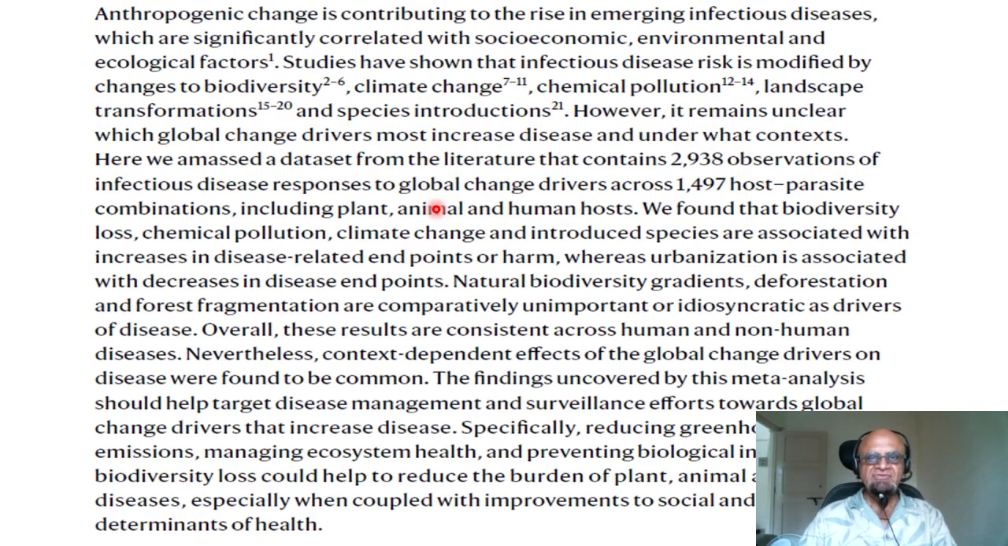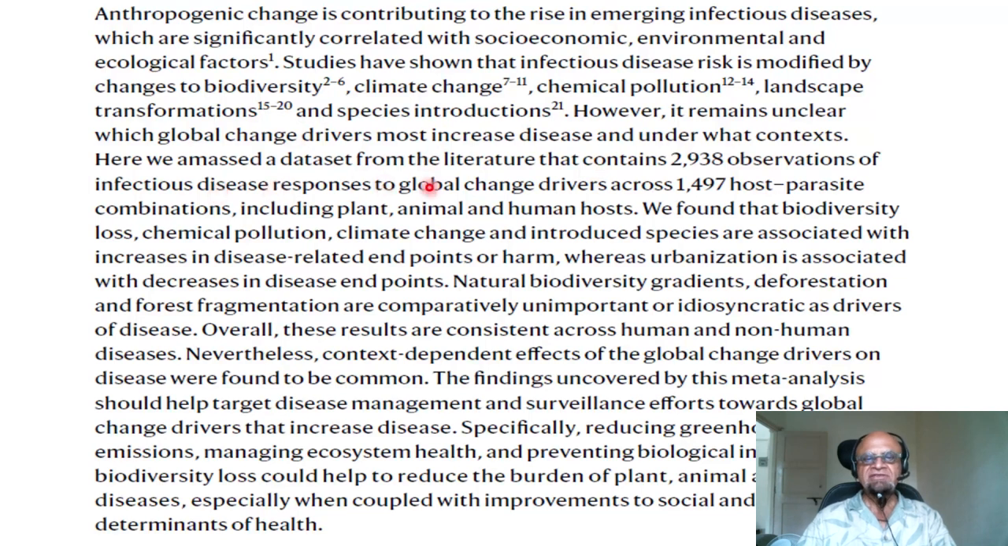And I will just read the main results. There's lots of detailed statistical analysis that I'm not going to get into, but make some good points, so I wanted to include it here. Anthropogenic change is contributing to the rise in emerging infectious diseases, which are significantly correlated with socioeconomic, environmental, and ecological factors. Studies have shown that infectious disease risk is modified by changes to biodiversity, climate change, chemical pollution, landscape transformations, and species introductions. However, it remains unclear which global change drivers most increase disease and under what contexts. So it's adding some finer points with this meta-analysis.